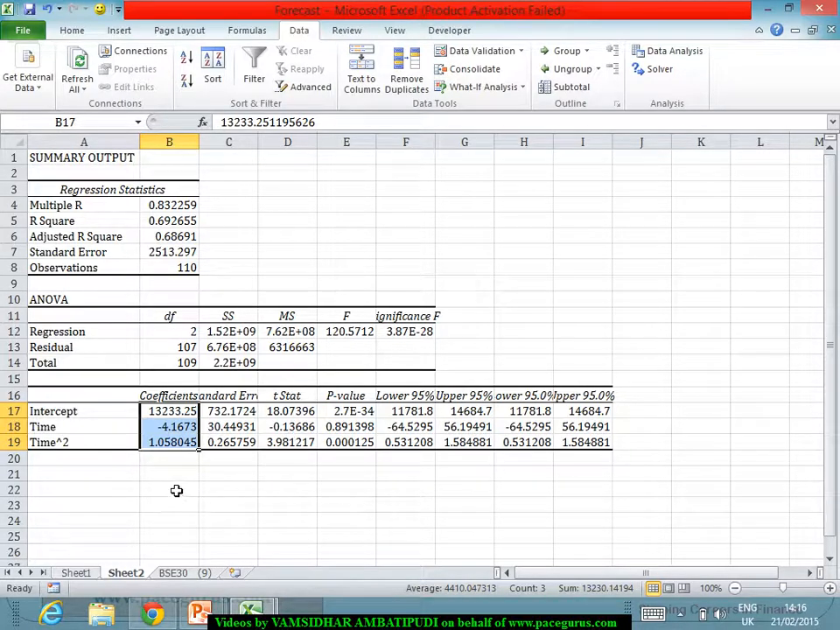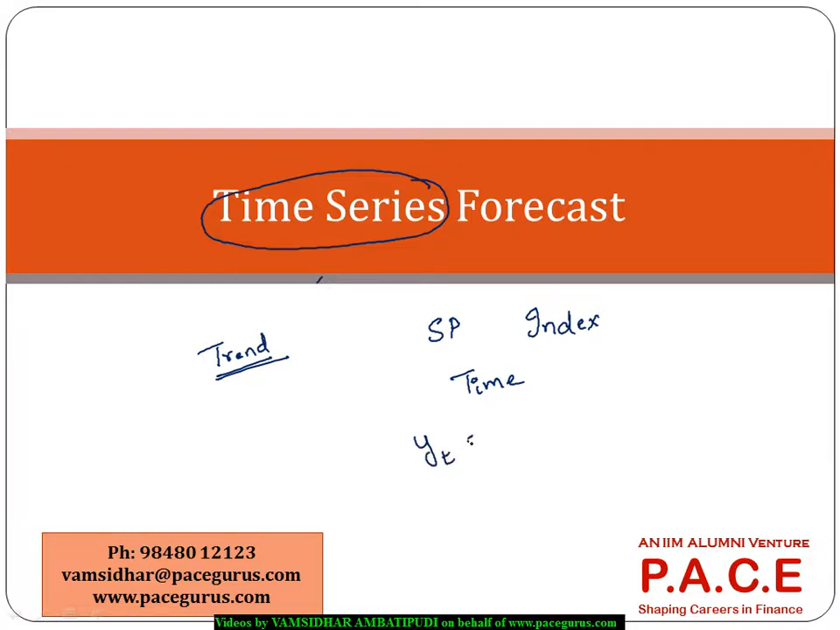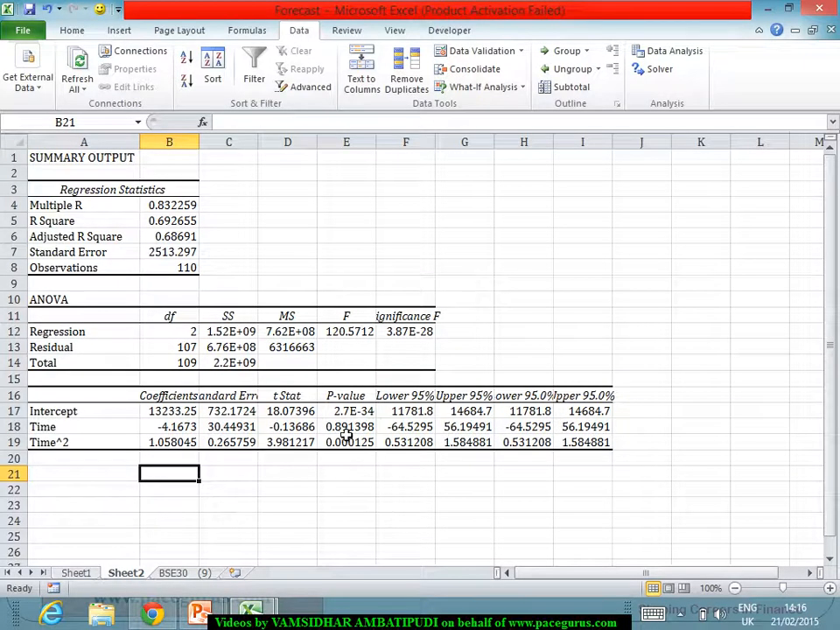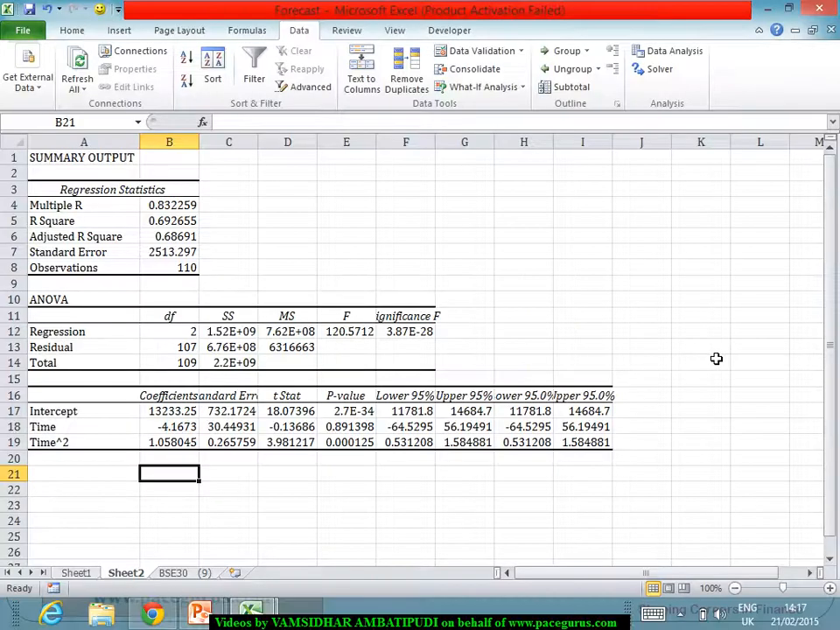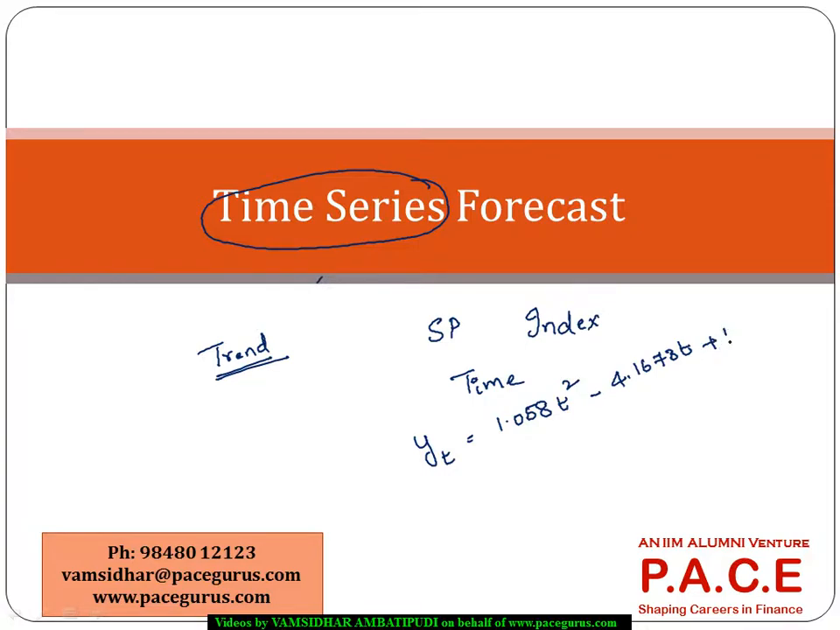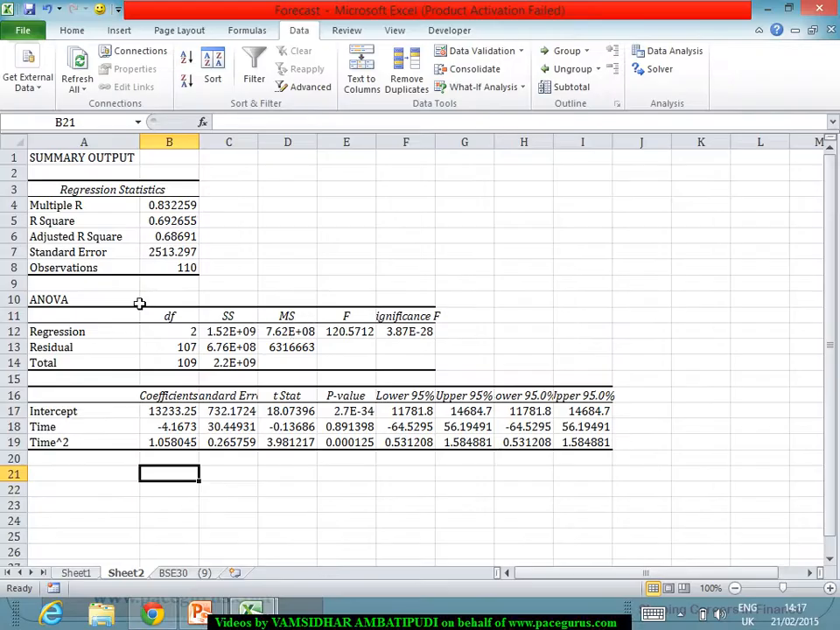with this kind of a model, wherein my model will be: the price at that point T is nothing but 1.058 T squared minus 4.1673 T plus 13,233.25. So this is the kind of a model or a formula we are using to predict the price using this quadratic trend model, which is resulting in a standard error still in the range of around 2513.